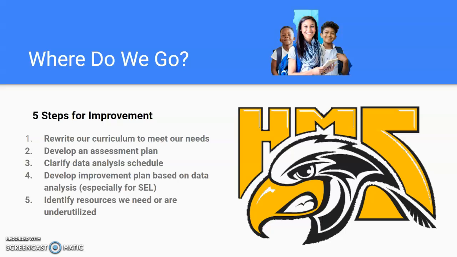Number 2, we're going to develop an assessment plan. Right now, like I said, we have one in place for the standardized testing, but we're going to include formative assessments in the schedule also. We're going to give teachers an opportunity to reflect and then reteach if they need to. Number 3, we're going to clarify a data and analysis schedule. So we're going to give time for teachers to look at the data from the formative assessments, standardized testing, and summative assessments, and then give them an opportunity to make improvements based on that data.